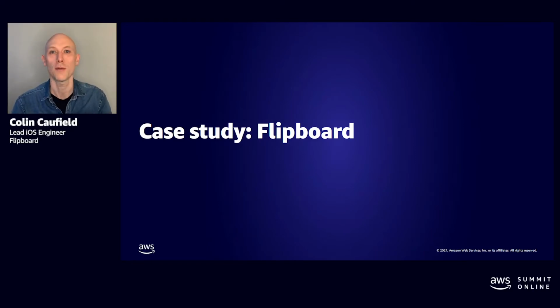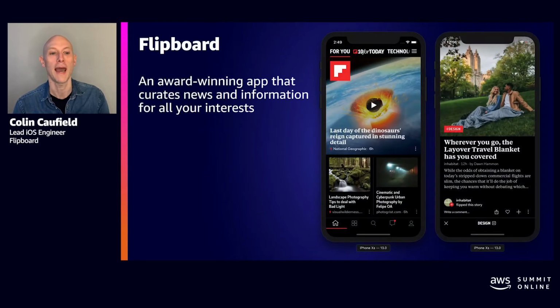I'd like to talk about my experience moving Flipboard's iOS build machine over to an EC2 Mac. For those who don't know, Flipboard is an award-winning app that curates news and information for all your interests, and it's presented in a magazine-style format. So we have complex layouts with text over images and even a unique flipping animation. So how does this all work behind the scenes?